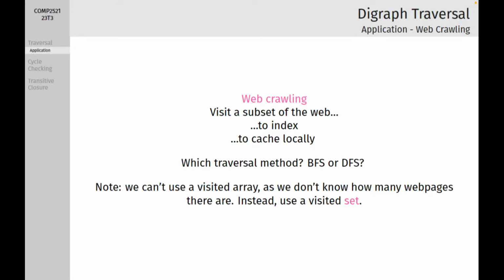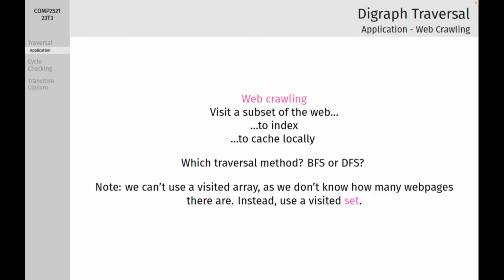So which traversal method would we want to use if we wanted to crawl the web? We have BFS, we have DFS. Which one is more appropriate? Let's think about this. Remember the difference between BFS and DFS. BFS visits vertices that are closer to the starting vertex first. They visit vertices in order of distance from the starting vertex.